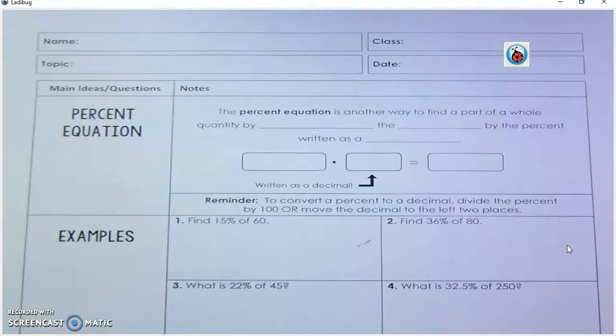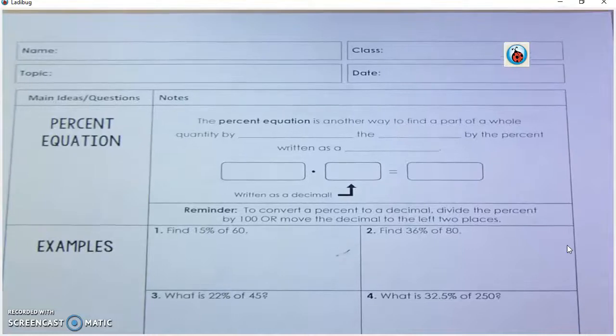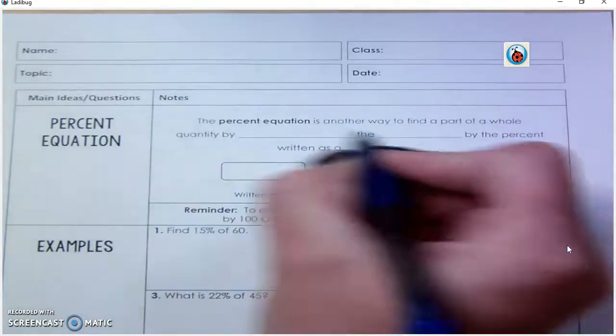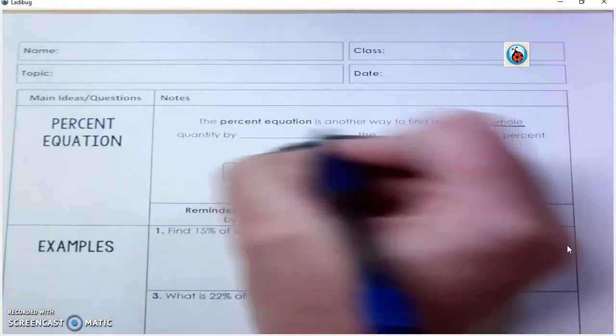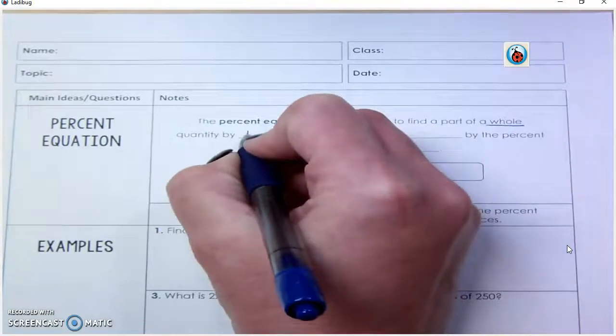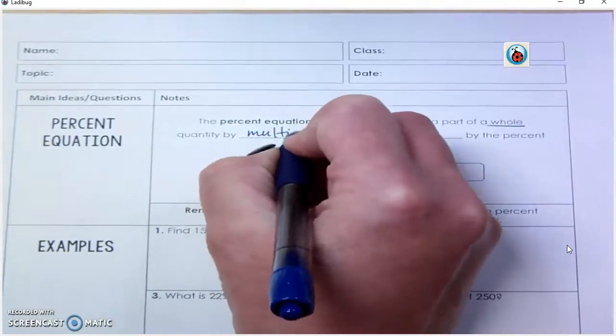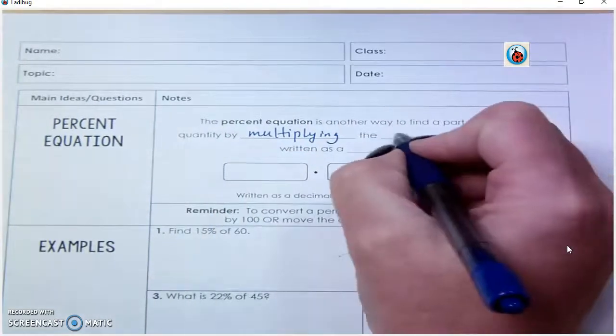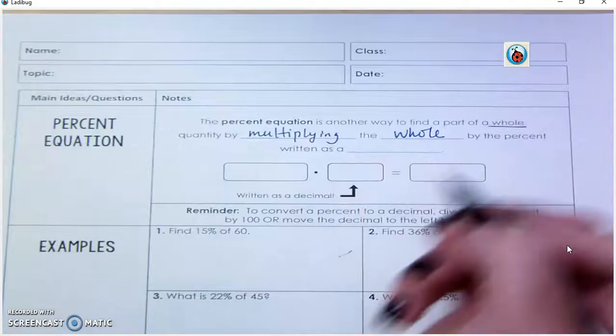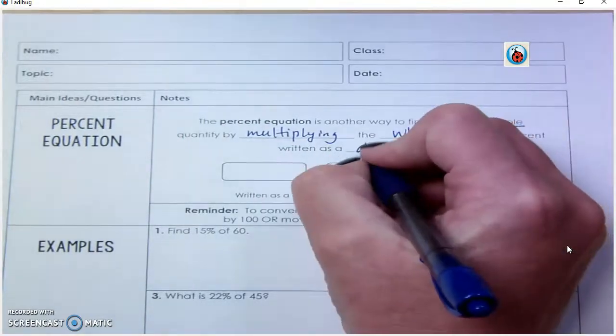The two skills that we're going to be talking about today are using the percent equation or using the percent proportion. The percent equation is one of the ways to find percent of a number. We're going to find part of the whole quantity by multiplying the whole number by the percent written as a decimal.